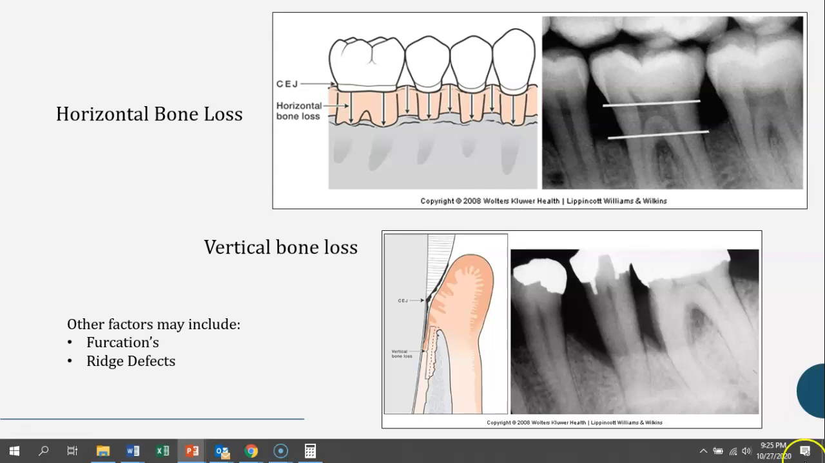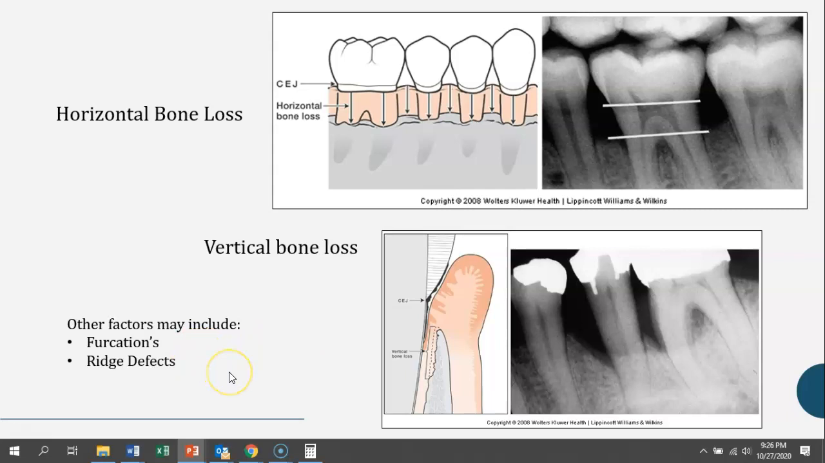So horizontal bone loss basically follows the level of, say, where the CEJ is. So here we have the CEJ in this top line here, and then here the bone loss has just dropped straight down, like it just fell. And we can start to see some furcation involvement as well. See how it's starting to get radiolucent in between the roots there and here as well. But it's just straight across. The bone has just dropped straight across.